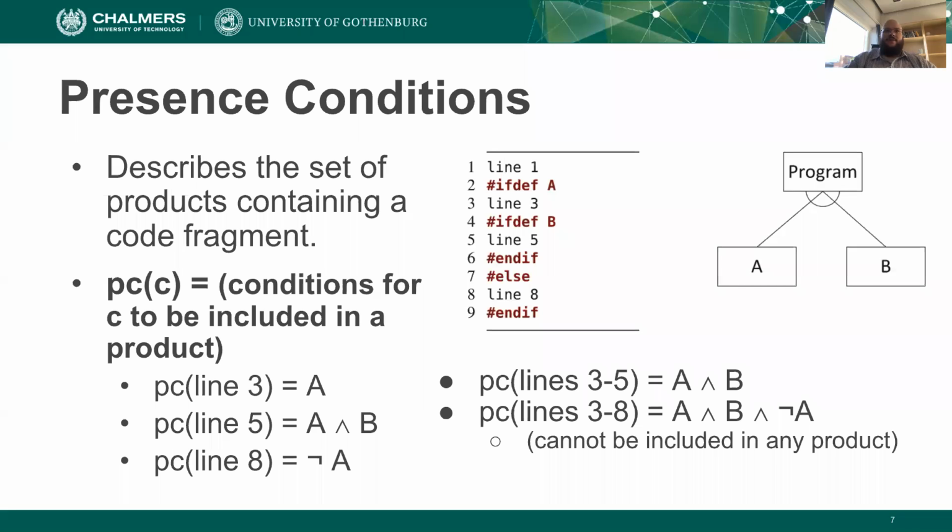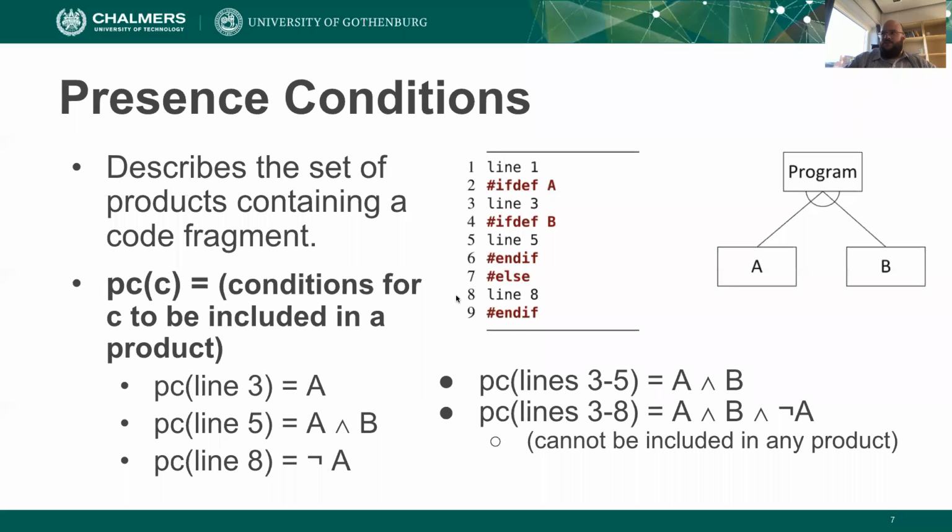So for example, we have a code fragment here in line 3, and its presence condition: what must be true based on our model for it to be included in the product. Line 3 specifically requires that we're using feature A, right? In line 5, what do we have to do according to our feature model to include the code in line 5? Well, A and B must be used, because it's within this ifdef for A. Now we have this ifdef for B.